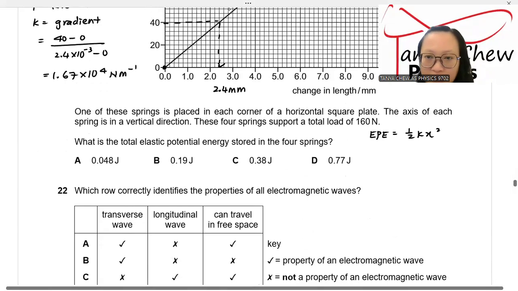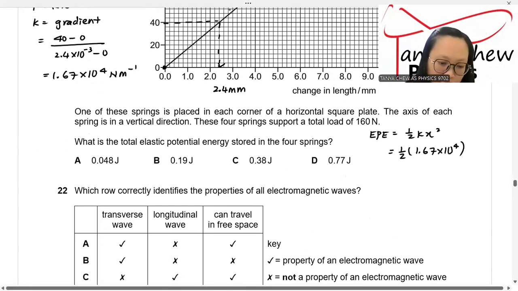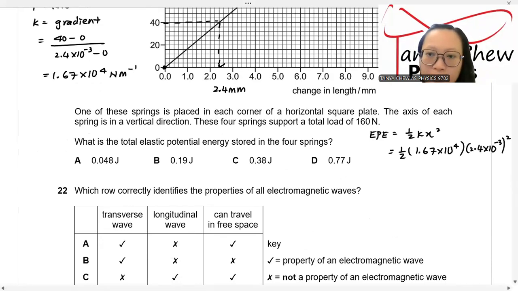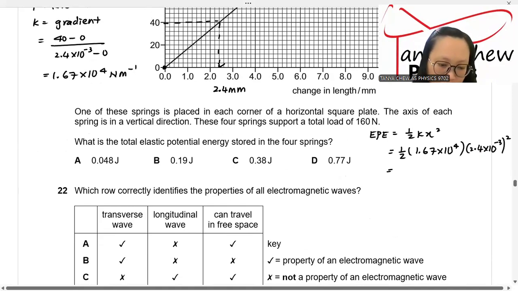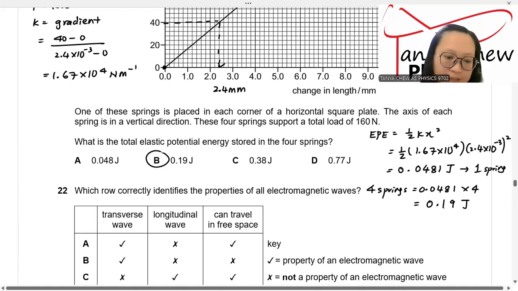Now, since I have my k value, I substitute into this equation. 1 over 2, k is 1.67 times 10 to the power of 4, and then the extension is 2.4 mm, so just square it. You should be able to get 0.0481 joules, but this is only for one spring. They want four springs, so you just take 0.0481 multiplied by 4 and you get 0.19 joules. B is the answer.